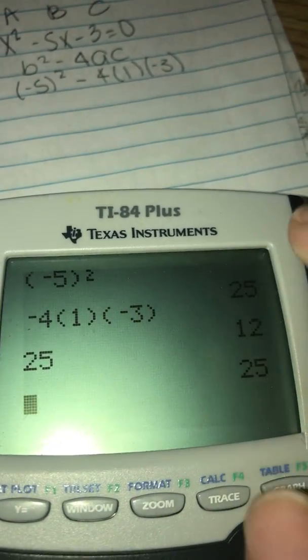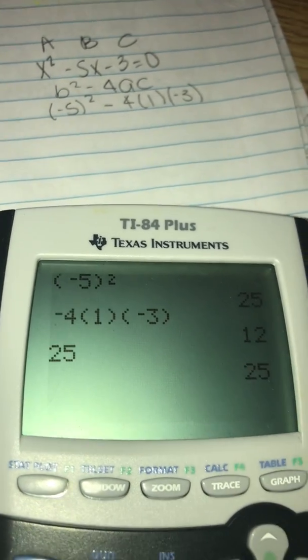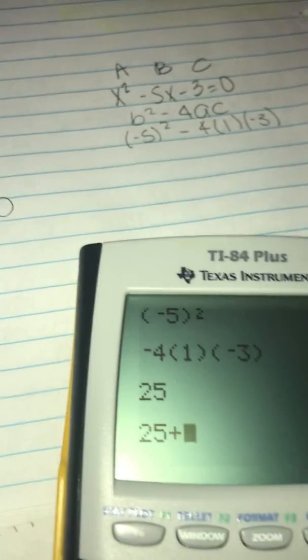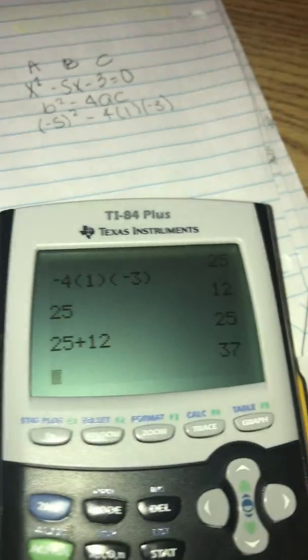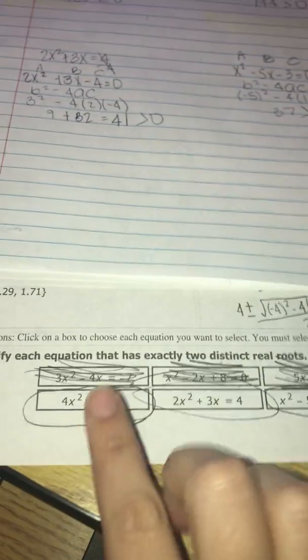Negative 5 squared is 25. And then the negative 4 times 1 times negative 3 is 12. And so we have 25 plus 12, and that gives us 37. And 37 is greater than 0, so the sixth one has 2 distinct real roots. So the bottom 3 have 2 distinct real roots. That's our answer for number 4.